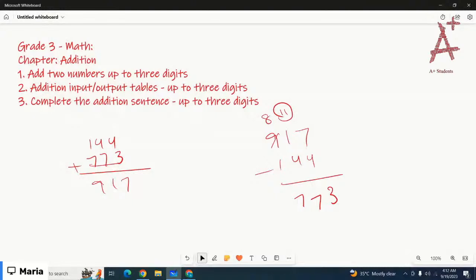What you have to do? You have to subtract the given number out of the sum. The sum is 917, right? So you have to subtract the given number out of the sum, right? Let's just do another example.